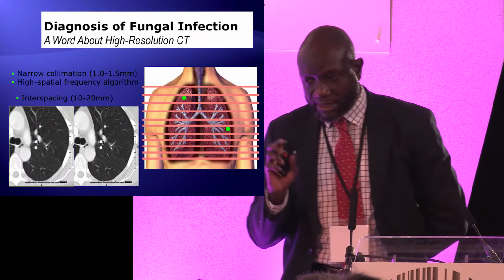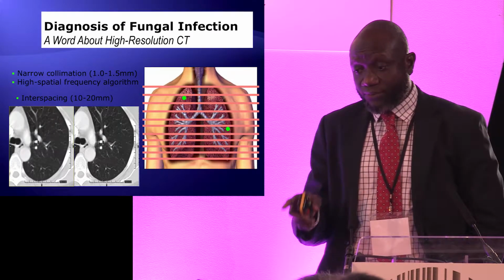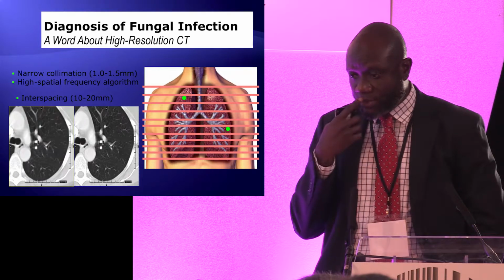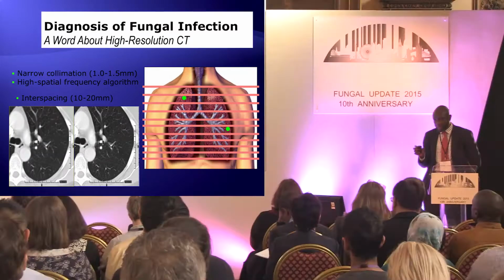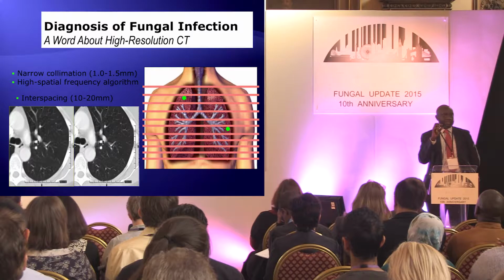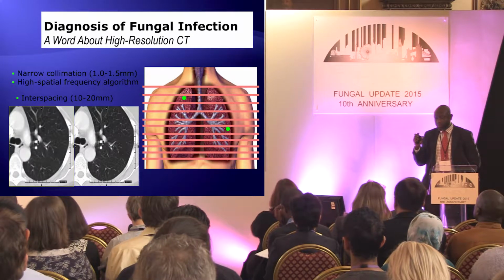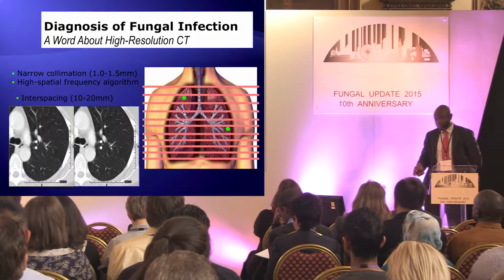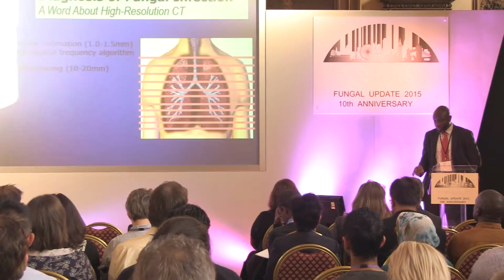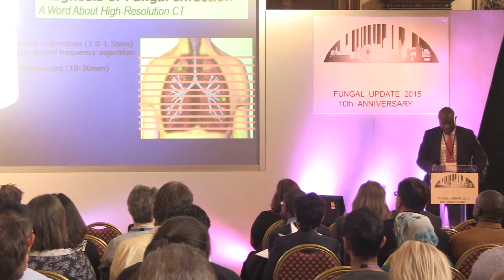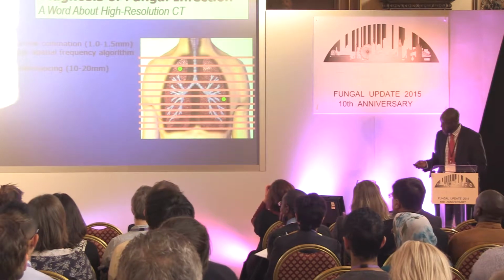The original high-resolution CT scanning refers to a few things, and these are the three key components of that. The first thing is a very thin slice, so narrow collimation is an important component of that. And interspacing is also an important component of that, and that will become clear, I hope.